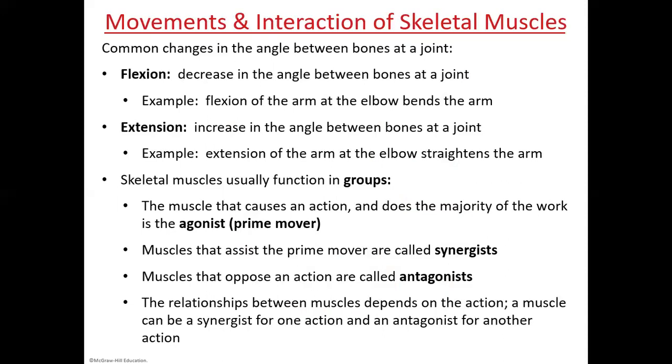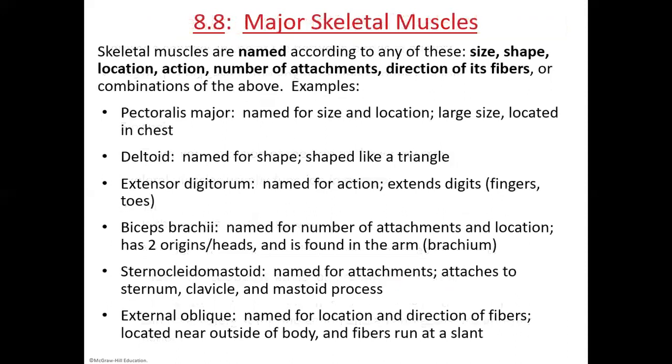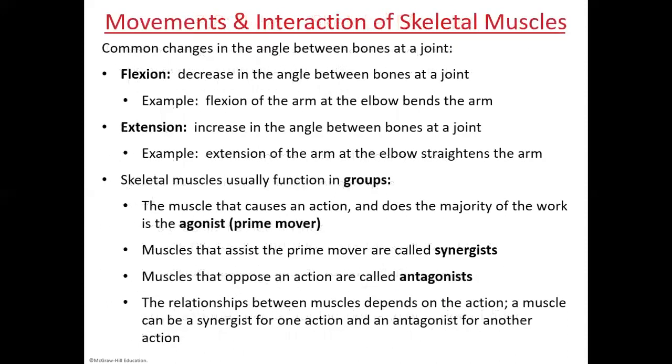So in our example, if we want to flex the arm, then the bicep is the prime mover, the tricep would be the antagonist. These are relational. So if we were talking about extending the arm, then in that case, the triceps would be the prime mover and the biceps would be the antagonist. So pay attention to which movement is being discussed. Okay, and that is the end of this section of the notes.